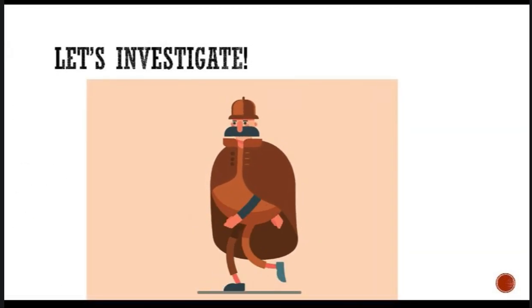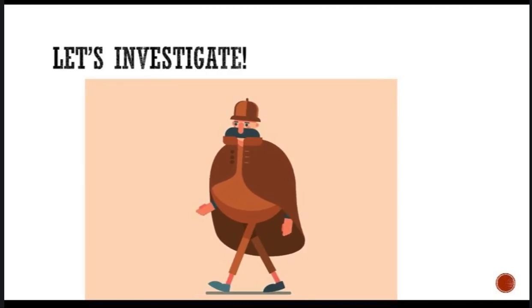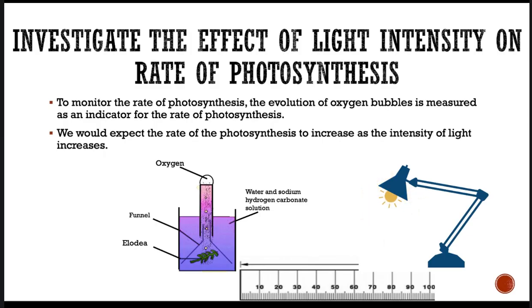Now, let's try to investigate a few things. Let's get to the lab. Light intensity on the rate of photosynthesis. Photosynthesis is a process that is very difficult to monitor in a garden, for example. Hence, we use the evolution of oxygen bubbles to show how fast or slow the photosynthesis process is happening.